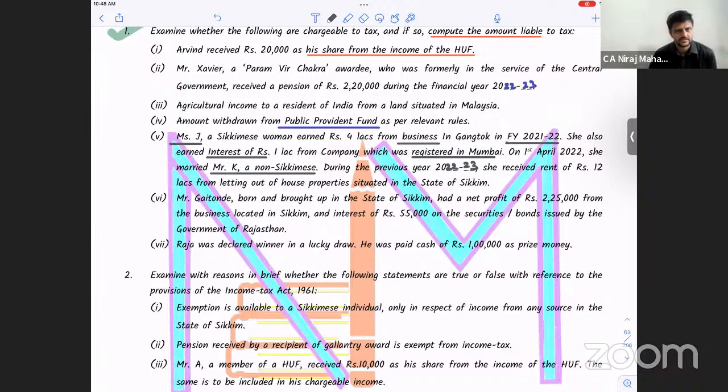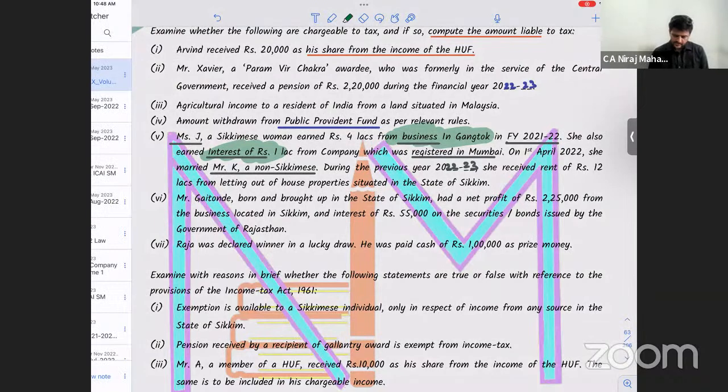So basically, there are two cases, 21-22 and 22-23, correct? In 21-22, she has two incomes. Business income and interest income. Interest is earned from a company registered in Mumbai, but what have we seen? Dividend or interest received from outside the state of Sikkim will also be exempt, for a Sikkimese individual. Clear? So we have two answers.